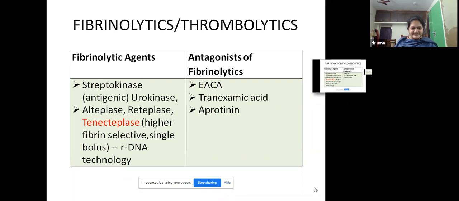Reteplase and tenecteplase are called bolus fibrinolytics. Reteplase is given two times, at a 30 minute difference, but tenecteplase is a single bolus. So both reteplase and tenecteplase are bolus fibrinolytics, but the single bolus fibrinolytic agent is tenecteplase. They are obtained from recombinant DNA technology. The antifibrinolytics are epsilon aminocaproic acid, tranexamic acid, and aprotinin.